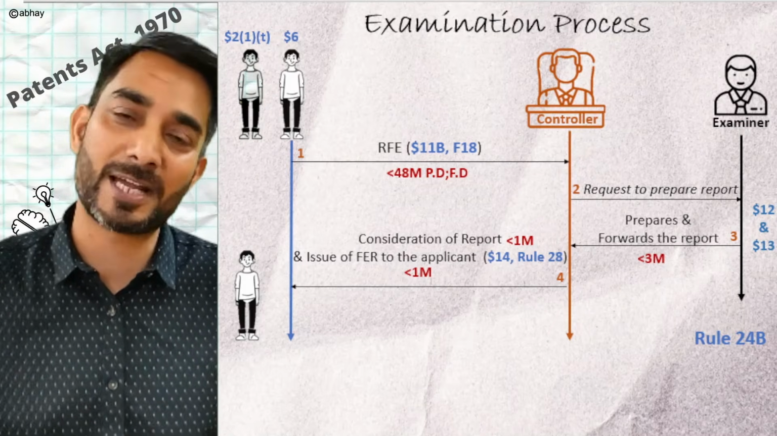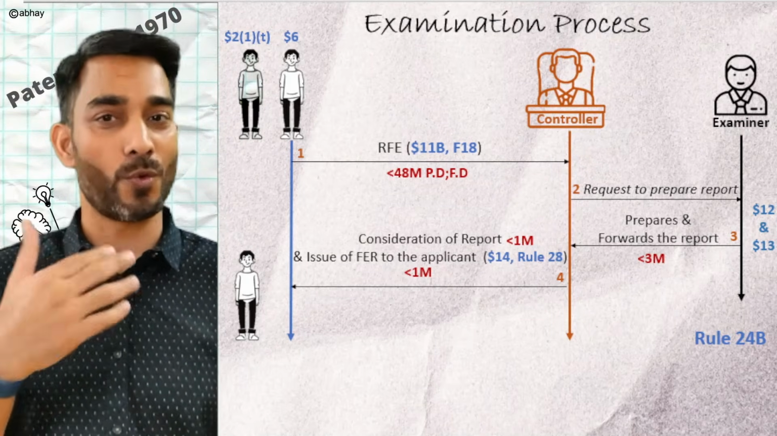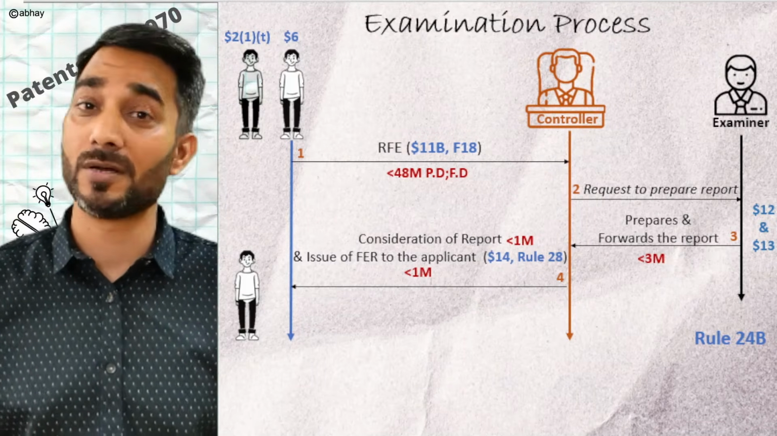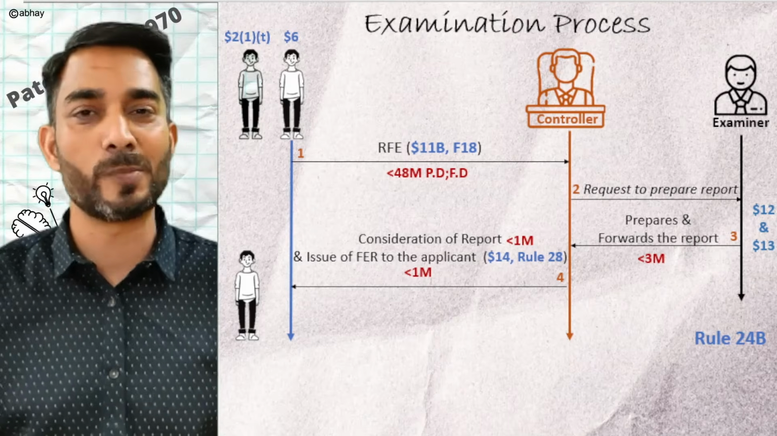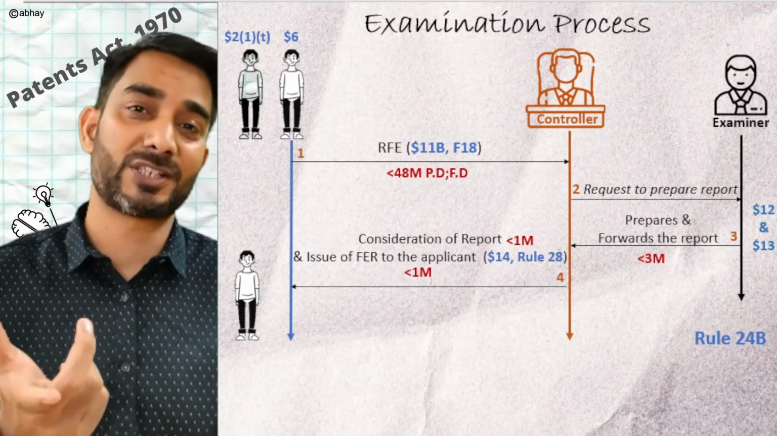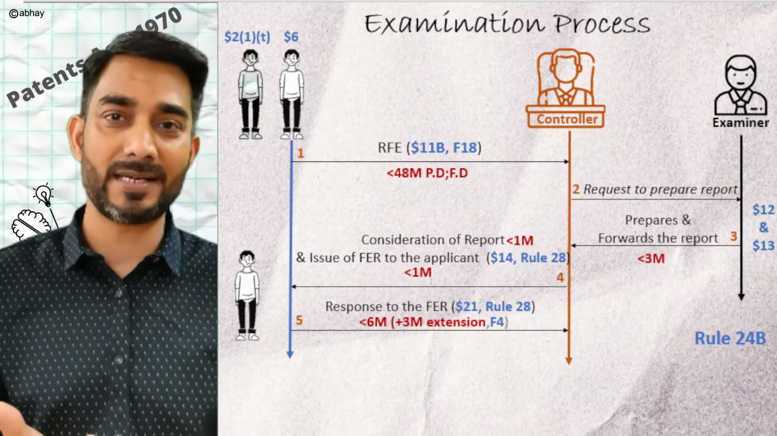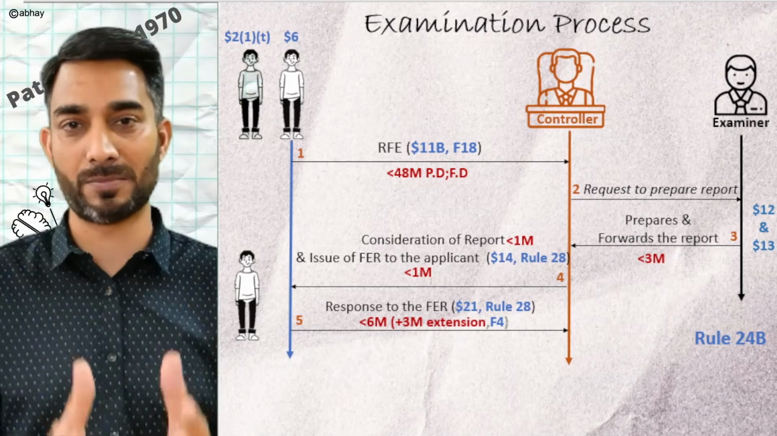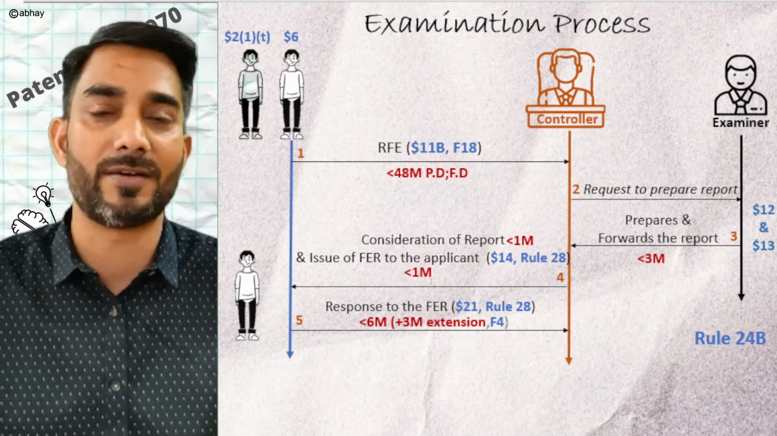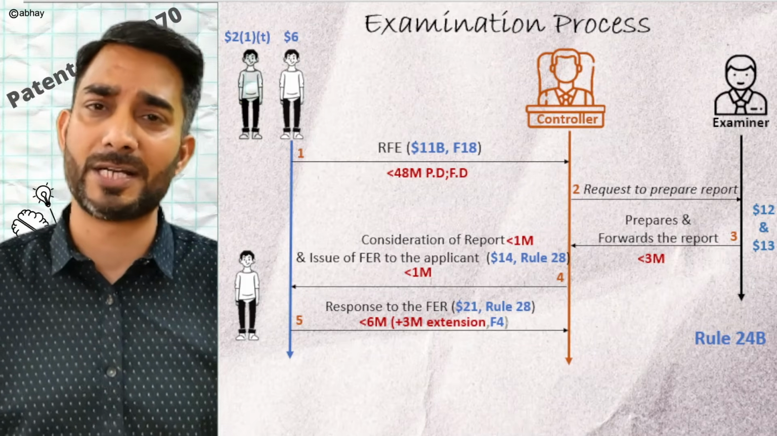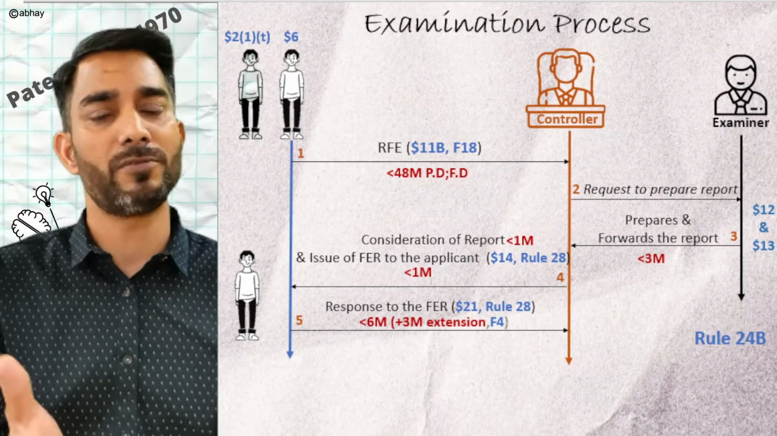Now the applicant is back into the picture and the applicant has to go over the first examination report, understand the objection, prepare the response and prepare the argument or make amendments so as to overcome the objection raised by the controller. As per section 21, the applicant is required to respond to the FER within 6 months from the receipt of the FER. You can further extend the time by an additional 3 months by filing Form 4.